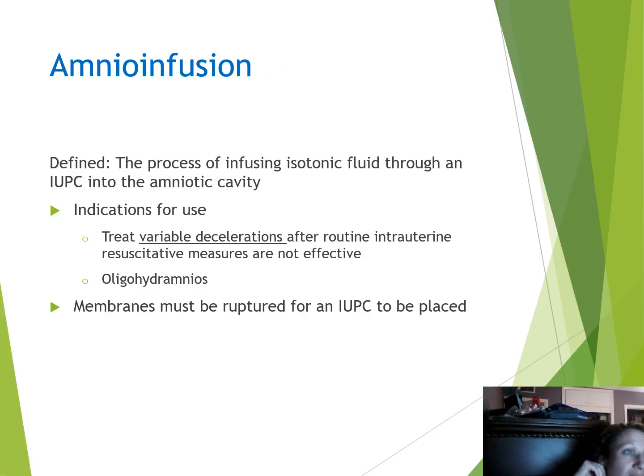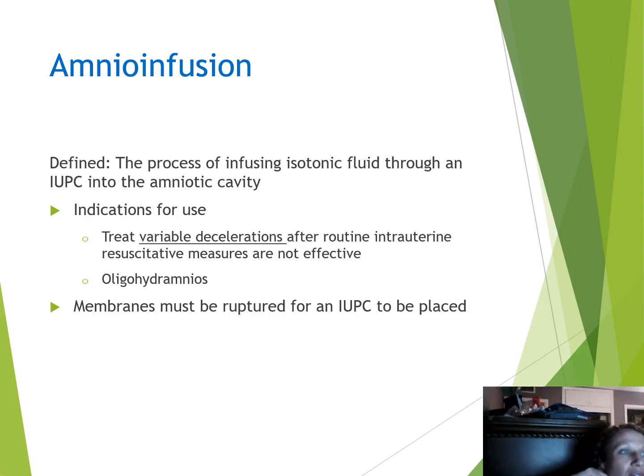Okay, so this is an amnio infusion. Amnio infusion is what we would use if they're having variable decelerations. What you want to think about is that amniotic fluid, that cord kind of floating around in the amniotic fluid, is the best for baby. It gives the best blood flow to baby.